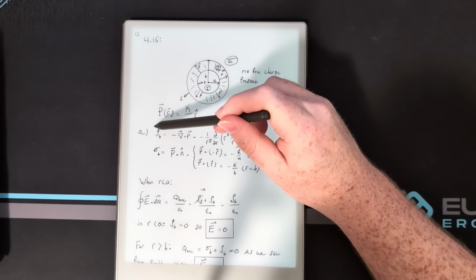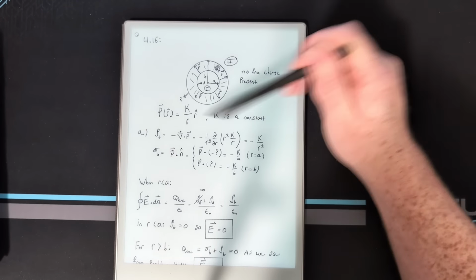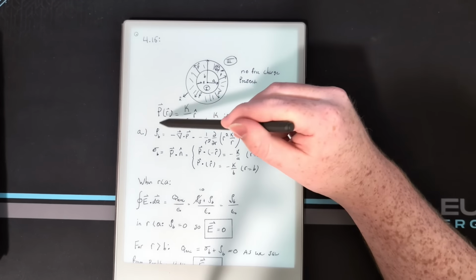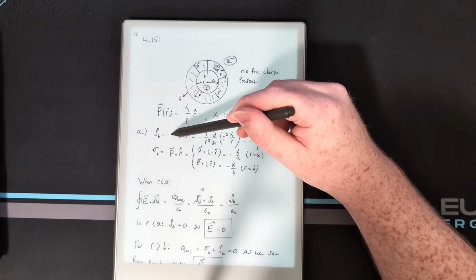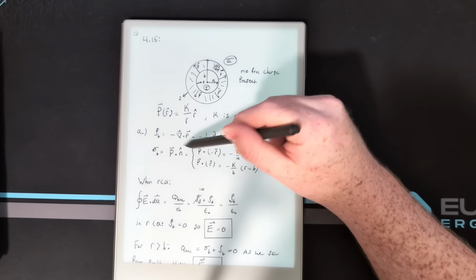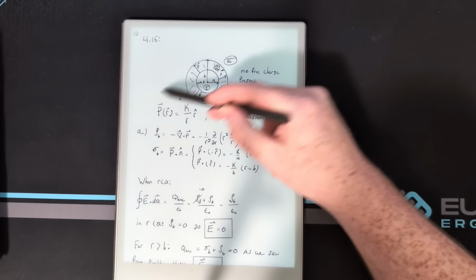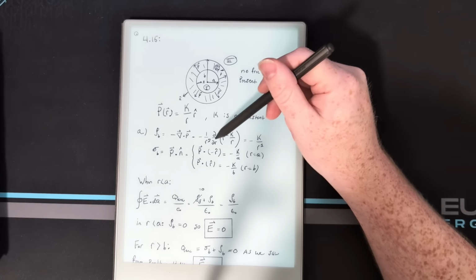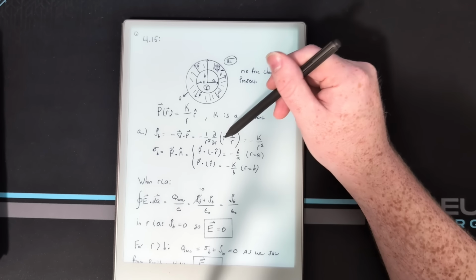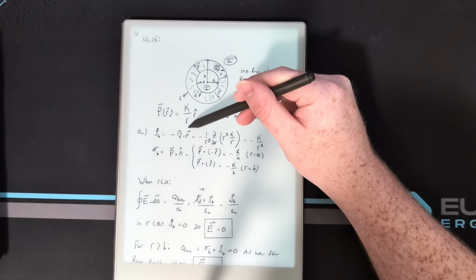So I went ahead and also derived the bound charges that are present due to this polarization. The volume bound charge is, of course, the negative divergence of the polarization. Using the spherical version of the divergence, because we're using spherical coordinates here, that'll be minus 1 over r squared d by dr of r squared times the r component, which is k over r.